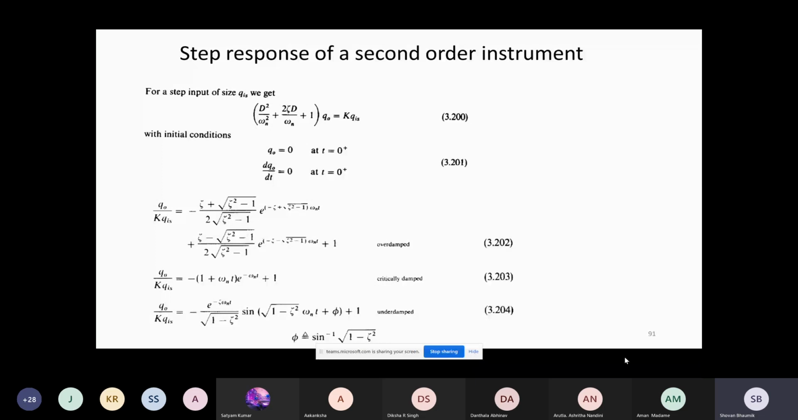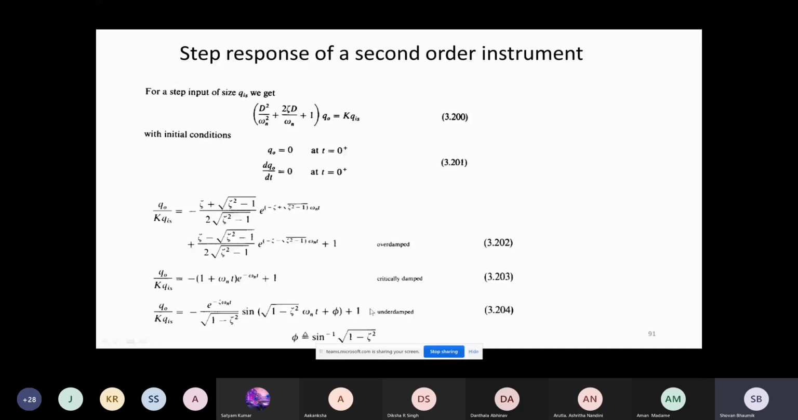First case is the overdamped system, where zeta is greater than 1. Second case, equation 3.203, is critically damped, when zeta equals 1, and the last equation is underdamped, when zeta is in between 0 to 1. In all the cases, you see as t tends to infinity, q0 by KQIS will go to 1. These terms will die out. Here also these terms will die out because the amplitude will be dying out slowly, although there is a sinusoidal term, so it will go to 1.